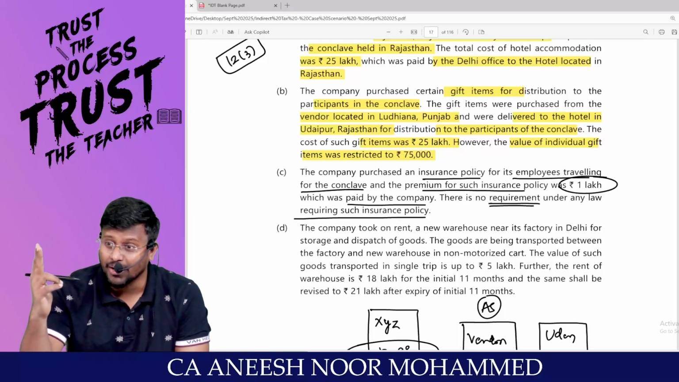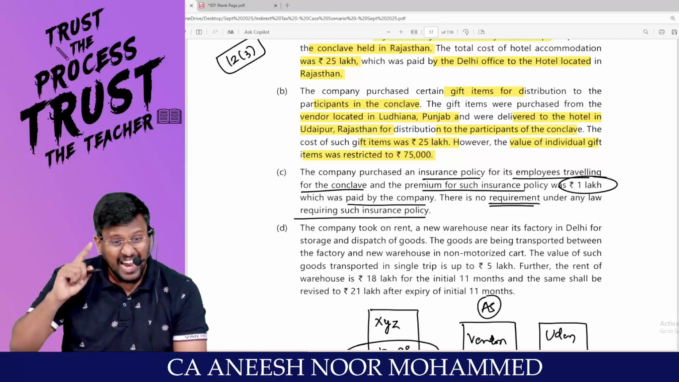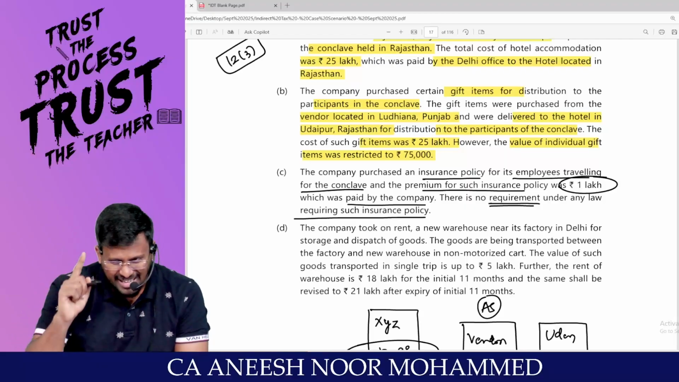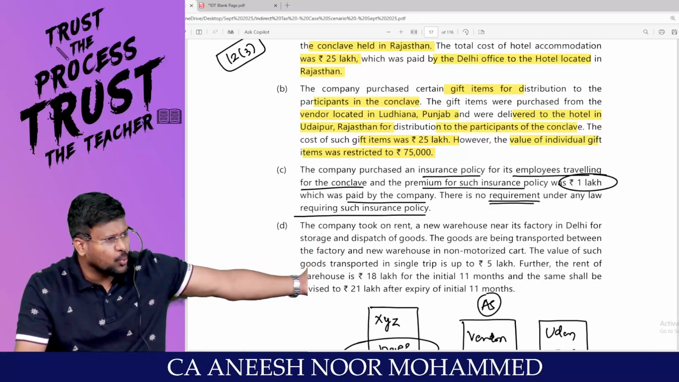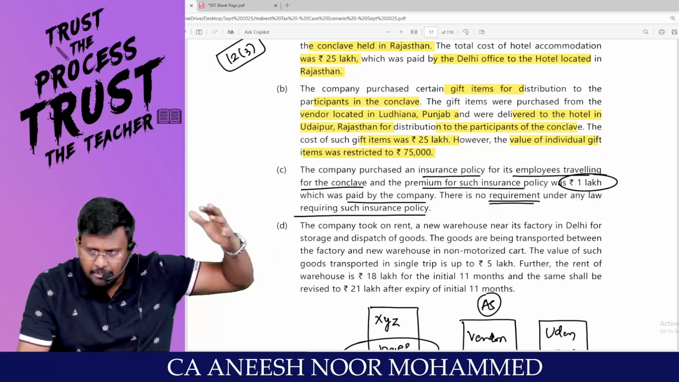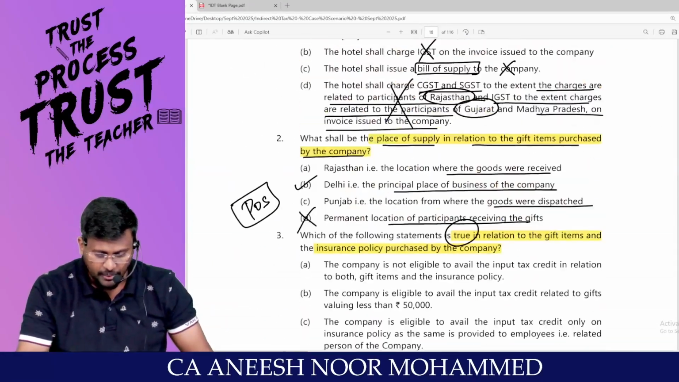In the second chapter on blocked credit, we have discussed that life insurance policy is a blocked credit. Travel insurance is a blocked credit. Medical insurance is a blocked credit. Are you all really with me? For this insurance, the insurance company would have collected GST from the employer. The employer can't take what? ITC. Are you all really with me?